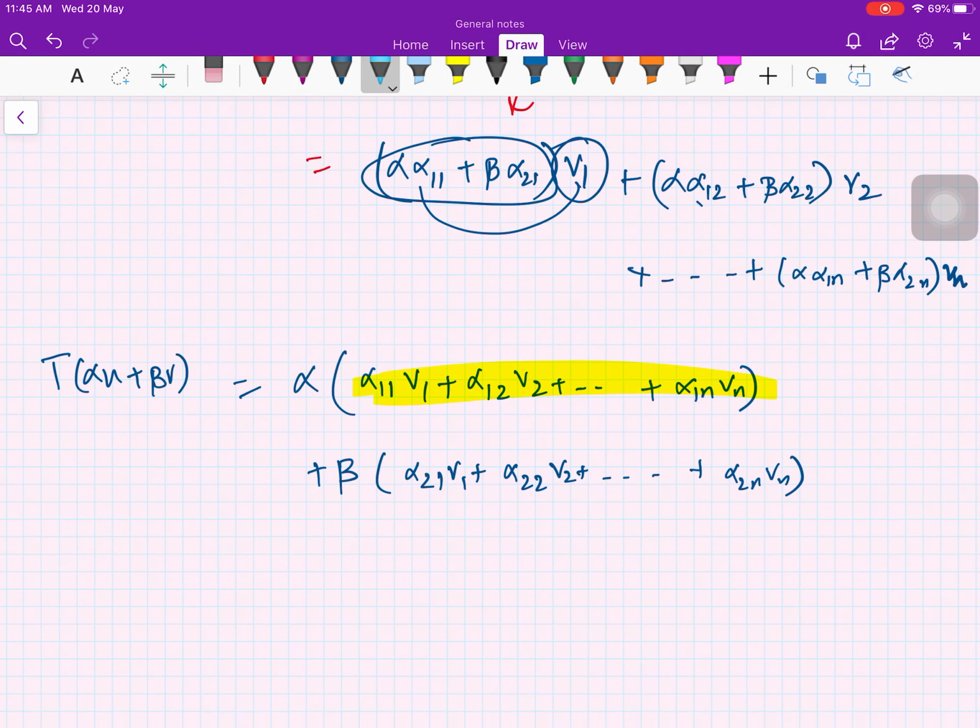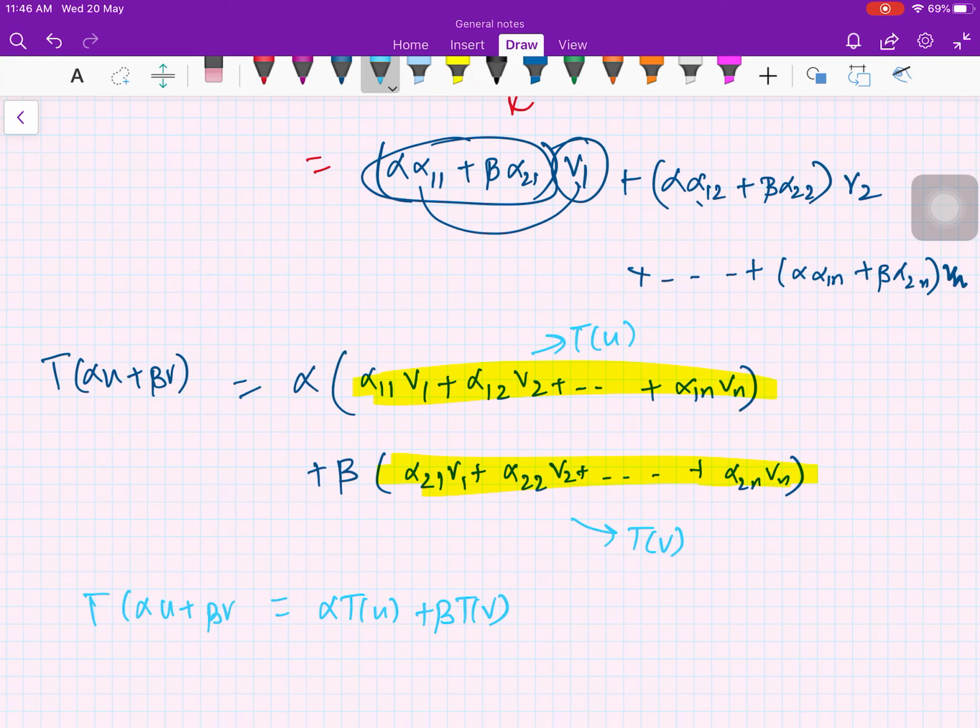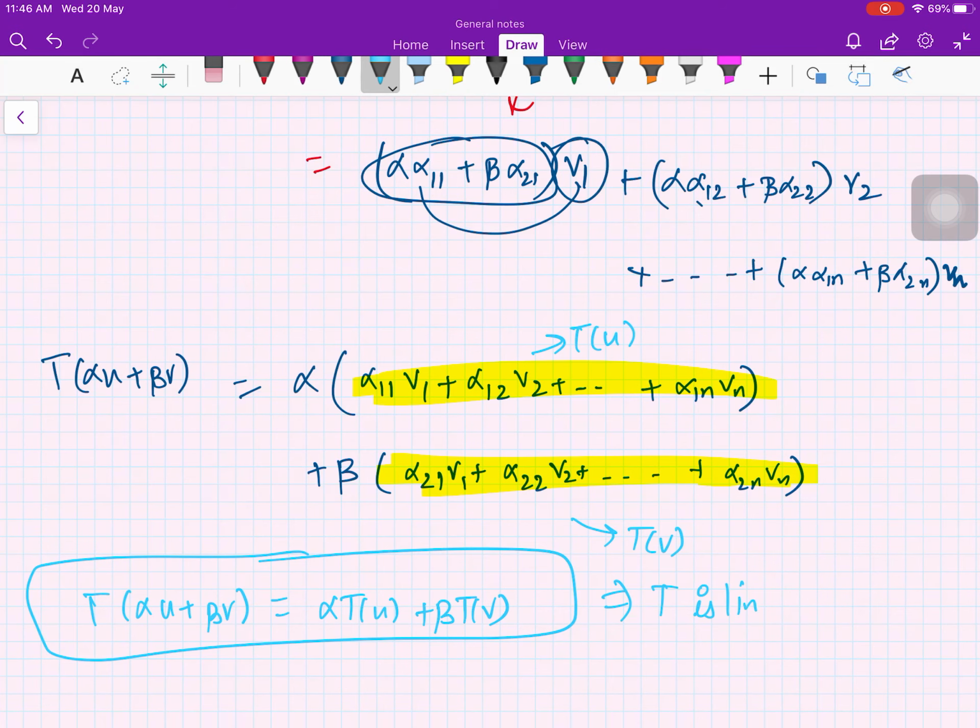Now what is this? This is T of u, and what is this? This is T of v. So this is equal to alpha T of u plus beta T of v. So it means that T is linear.